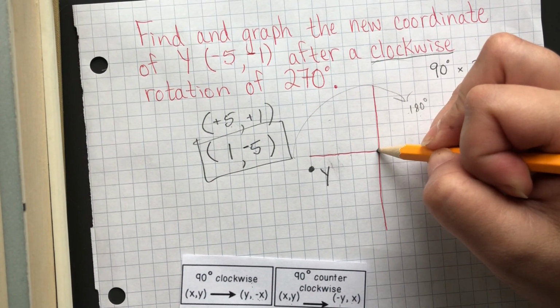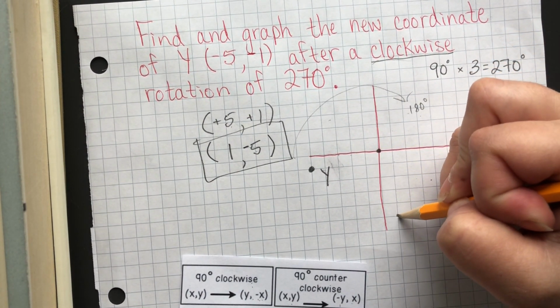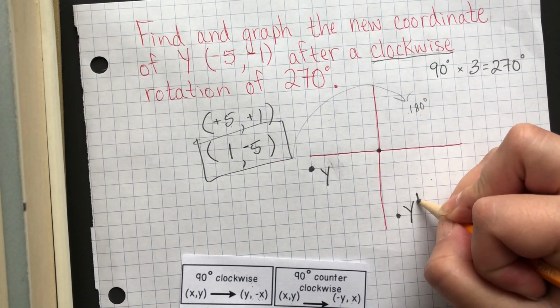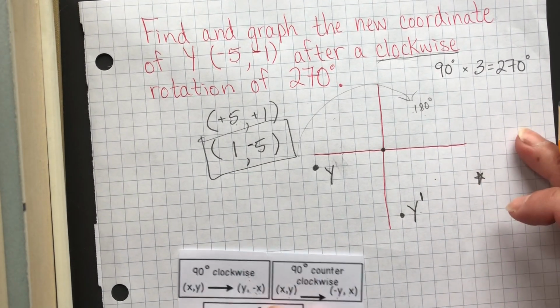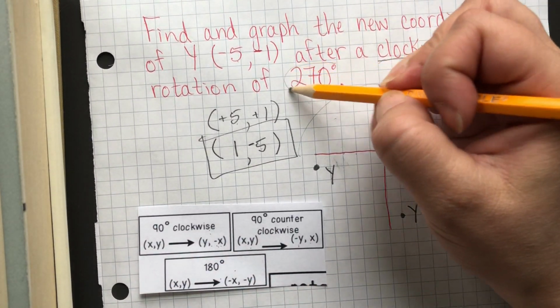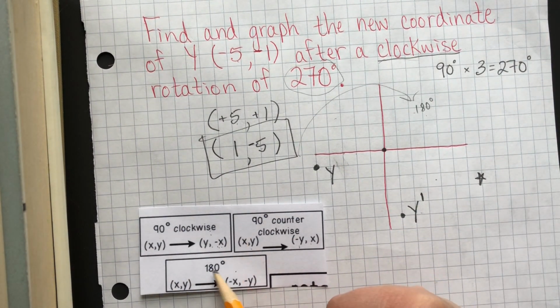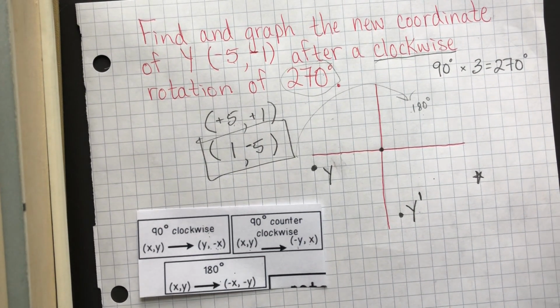Again, start at the center, forward 1, down 5. And this is our new coordinate, so that should say Y prime. And again, we did end up in this quadrant, so we know we did that correctly. So the 270s are going to take 2 turns by using these rules, but the other ones should all take just 1 turn.